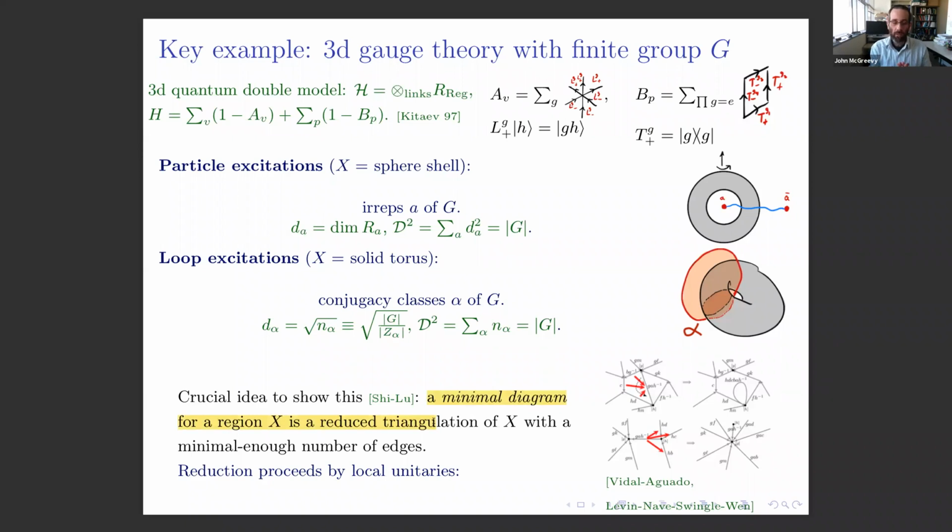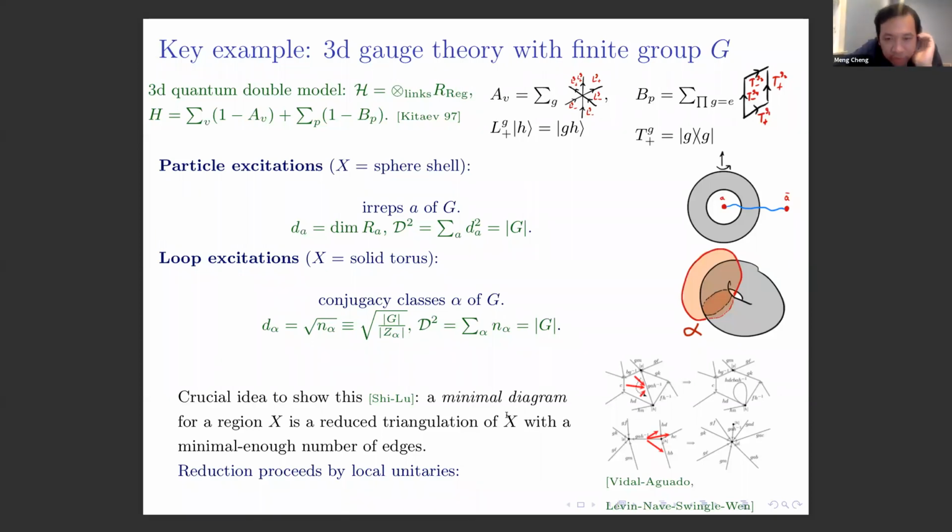Because we're imagining that the state we get on this minimal diagram arises by tracing out some region outside. So the simplest way to figure this out is by studying a minimal possible triangulation of X and constructing the density matrices that satisfy the definition. Okay, so I'm going to use this notion of minimal diagram whenever I talk about the quantum double model. I'm not going to say too much about it.